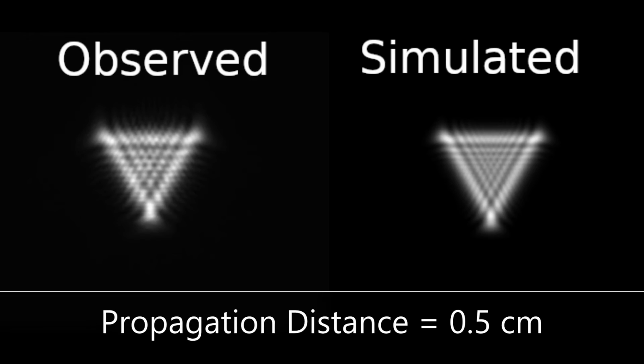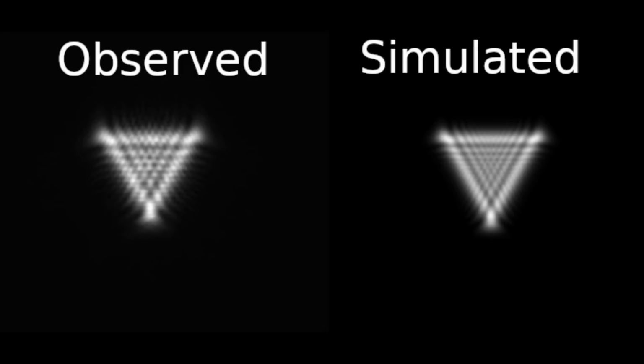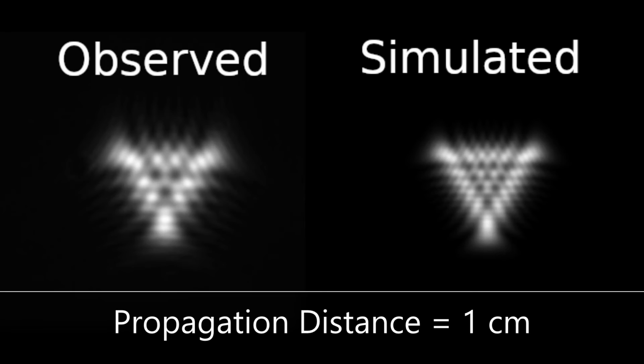To get the experimental diffraction patterns, we used the diffraction bench setup with our measured triangular aperture and set the camera to view the diffraction patterns at propagation distances of 0.5 centimeters to 3 centimeters in steps of 0.5 centimeters. Comparing our experimental diffraction pattern to the simulated diffraction pattern, we can see that they match up decently at 0.5 centimeters, but as the propagation distance increases, they begin to differ.